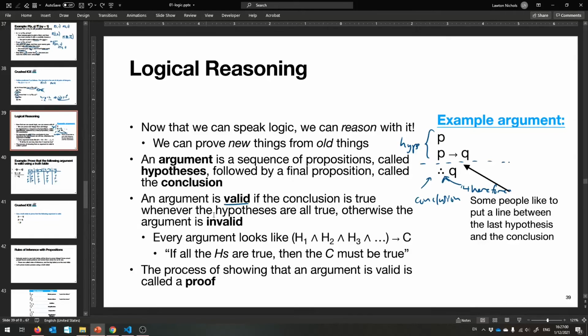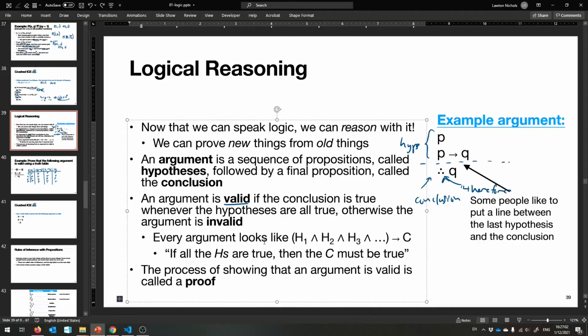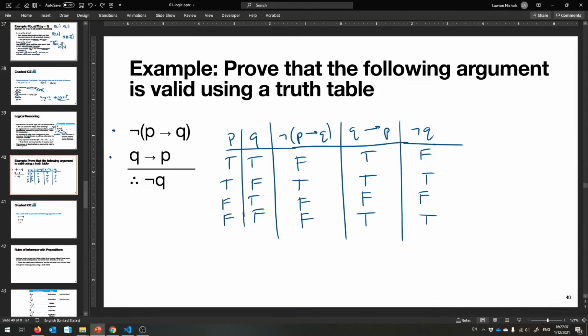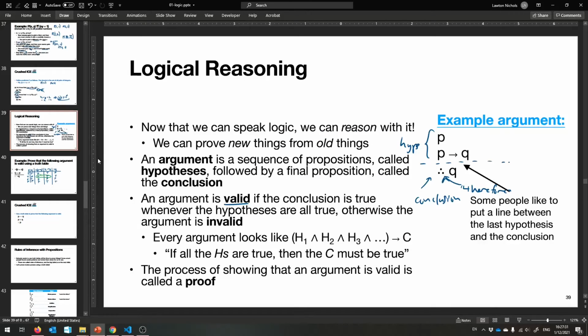Okay, so let's figure this out. Does it work? We're going to find the cases of this truth table where the hypotheses are all true. Not that one. Not that one. Not that one. Ooh, but this one. Hypotheses are both true in this case. All right. We want to show that the conclusion is true. Is that the case? Yes, it is.